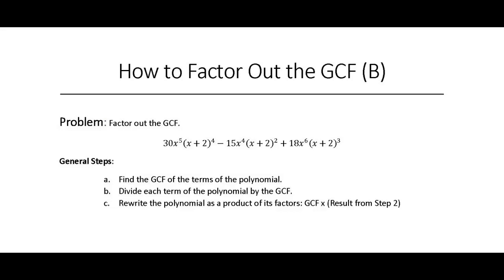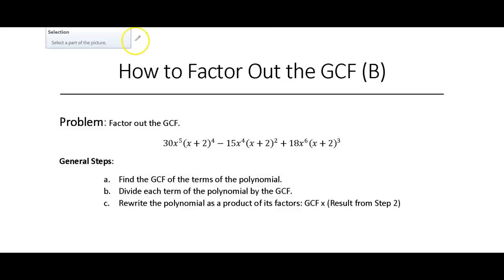How to factor out the GCF, example B. Factor out the GCF. We have the polynomial 30x to the fifth times (x plus 2) to the fourth minus 15x to the fourth times (x plus 2) to the second plus 18x to the sixth times (x plus 2) to the third.